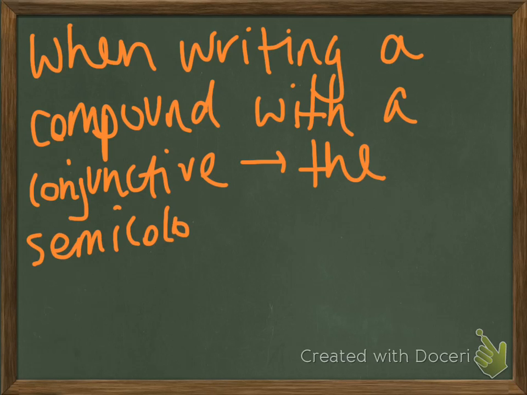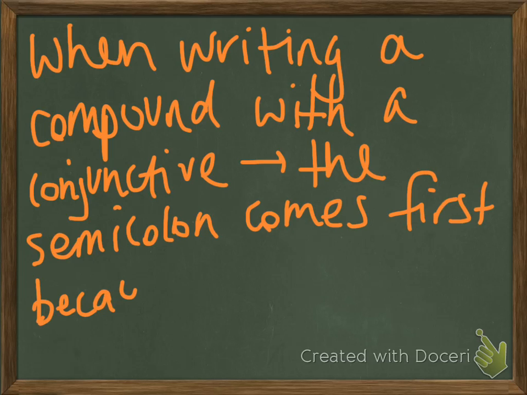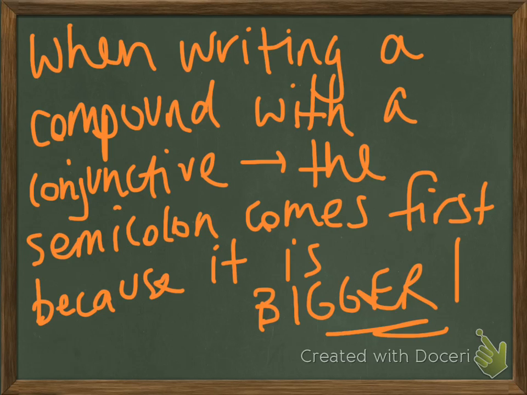All right. So when you're writing your compound sentence with this conjunctive adverb construction, you always use the semicolon first, and then the conjunctive adverb you're using, and then a comma. And I try to remember this by just remembering that a semicolon is bigger and more imposing than a comma. So therefore, it gets to come first.